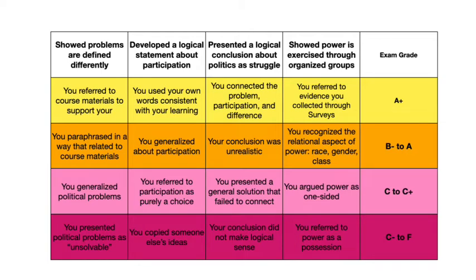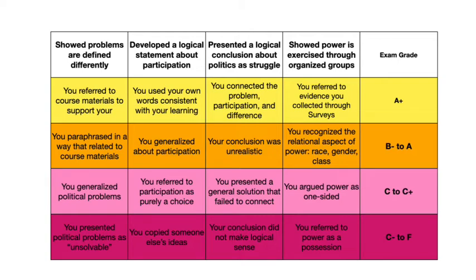For those of you who will get C's or C+, it will be because you've generalized political problems. You haven't been very specific. You haven't referred to the course materials. You just talk about them generally. You referred to participation as purely a choice, so you made it like everyone has an equal choice, or it's like a video game. So you're not really showing me you've learned from the readings. You presented a general solution that fails to connect to the points you've made, so it seems disconnected from the argument you're making. And then you're arguing that power is one-sided, so there's not much anyone can do, and so again, you haven't shown me that you've learned anything from the class assignments and the materials.